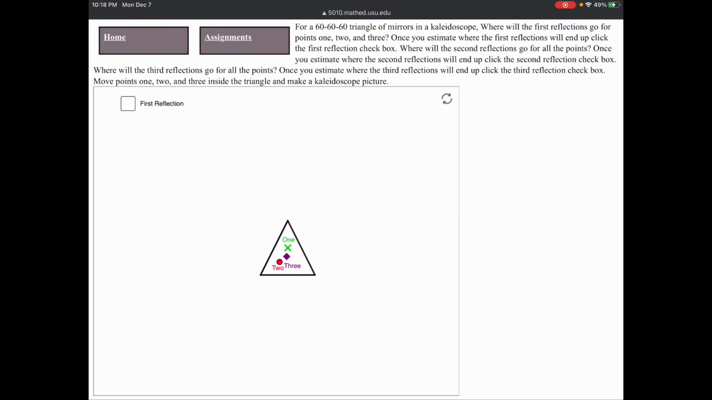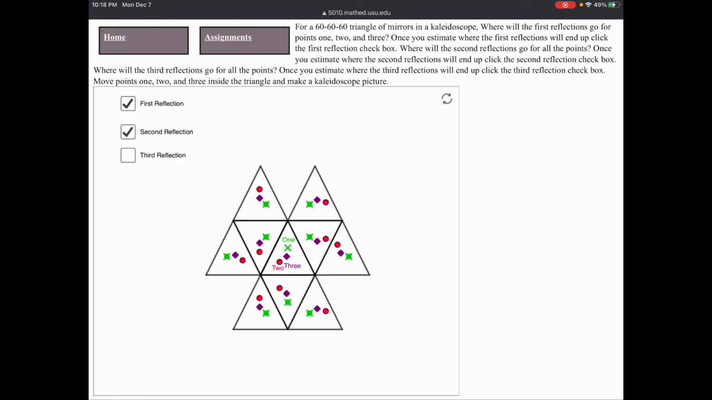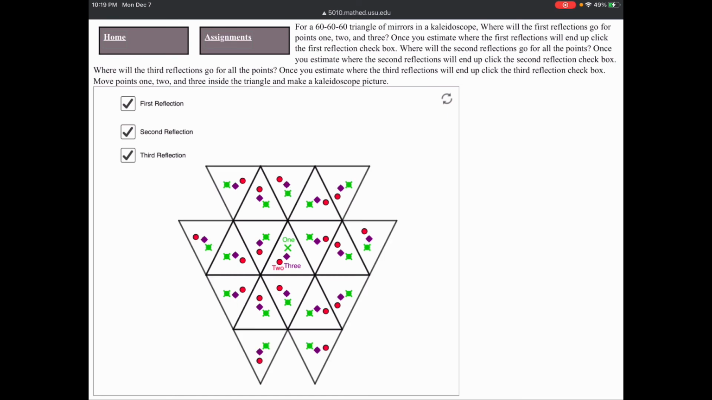So the reflection on the one mirror, the X, we see where they all land depending on which mirror is doing the reflection. Then we have reflections of those reflections, and we have to see where those will land. And that's what we see here. And finally, we have reflections of those reflections. So a third reflection, and we see that here.